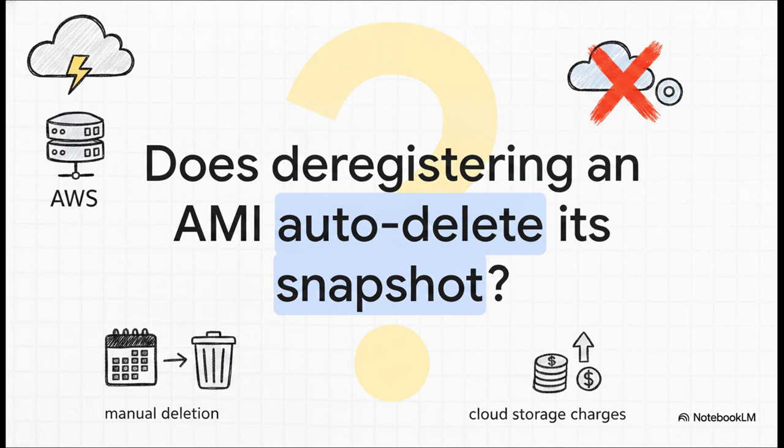If you deregister an AMI, does AWS automatically delete the underlying storage snapshot? Think about it. The answer is a massive no. You absolutely have to delete that snapshot separately, otherwise you'll just keep getting charged for cloud storage.